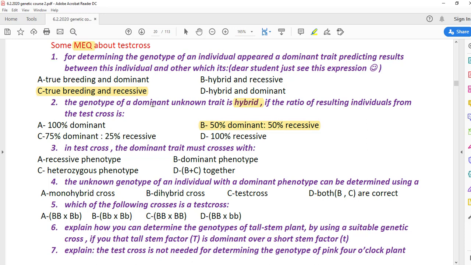If the genotype of the unknown dominant trait is pure. In a test cross that determines the dominant trait, it must be crossed with the recessive phenotype. The unknown genotype of an individual with the dominant phenotype can be determined by using a test cross.